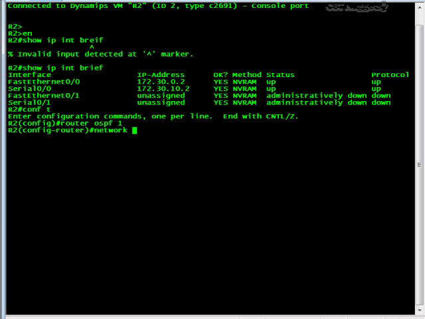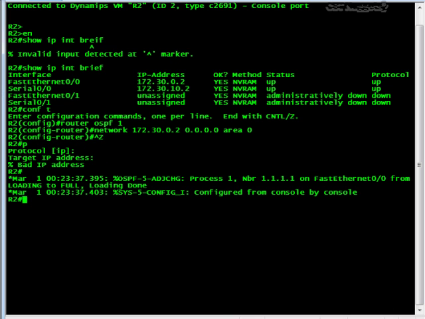Configure, and now I'm going to do it out of order because I want to show you. I'm going to do network 172.30.0.2 0.0.0.0 area 0. Now it's going to form a neighbor relationship because it's connected to the same switch. It should form a neighbor relationship. Hang on. Okay, I was just impatient. There it goes. We've got the neighbor that has now formed, 1.1.1.1.